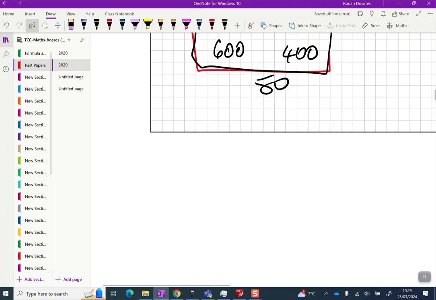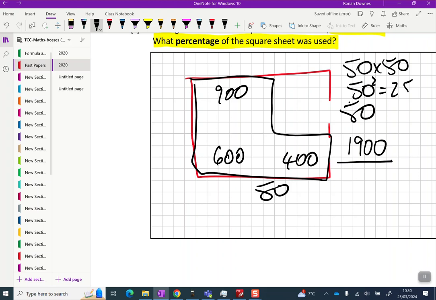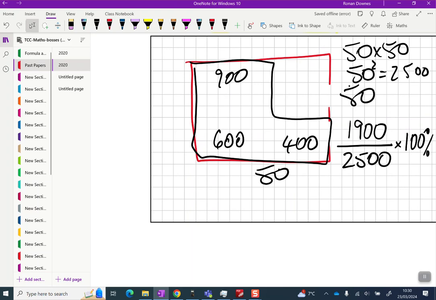So we're going to make a fraction of the amounts of area. Now the total for 50 and 50 is 50 times 50, or 50 squared on your calculator, which is 2,500. So we're going to put 2,500 here, and we're going to turn our fraction into a percentage by multiplying by 100%. Okay? You put that in your calculator and you get 76%.